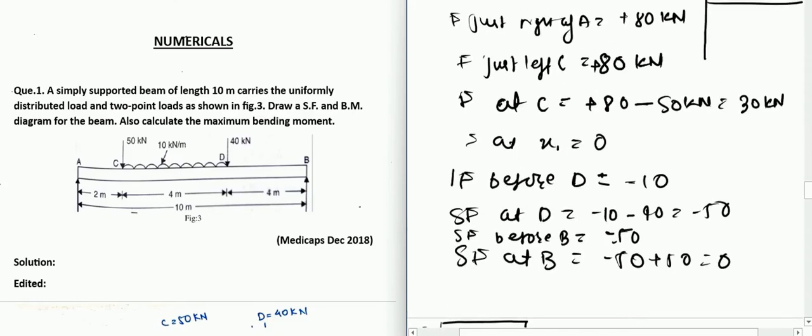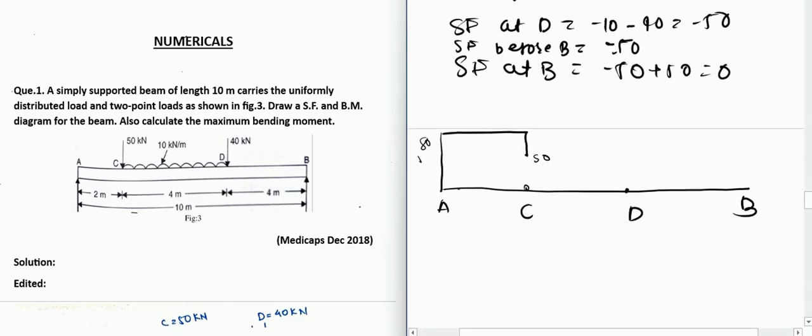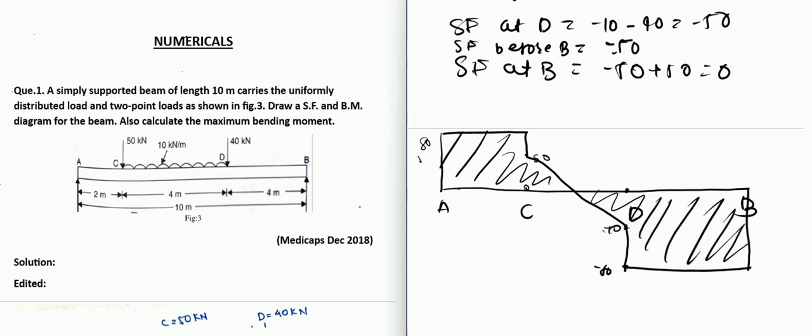Between C and D, there is a UDL, so the variation will be an inclined line. You can see before D it is minus 10, and after D it becomes minus 50. The variation will be linear because there is a UDL here. Before B it is minus 50, and there is no force between D and B, so it will be just constant. So this is how you can draw your shear force diagram according to the shear forces which we calculated earlier.